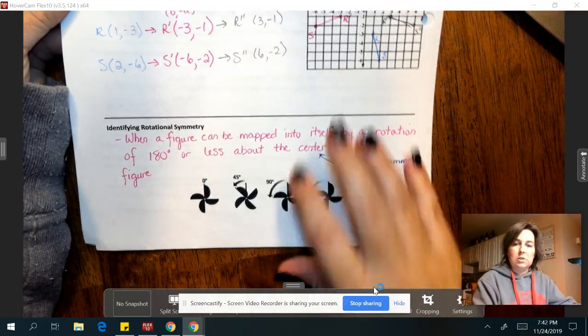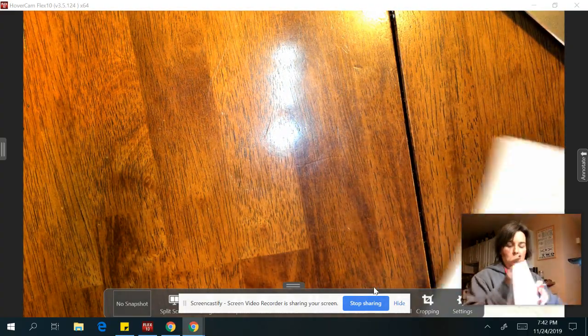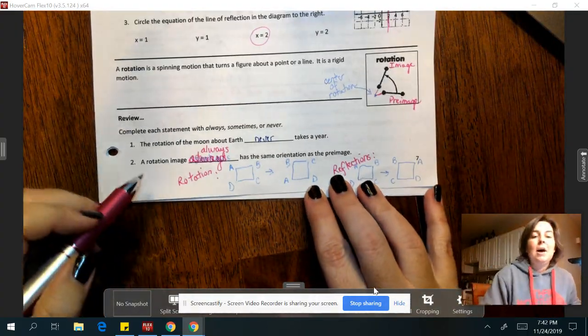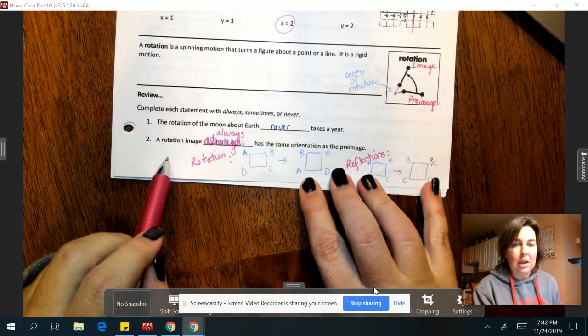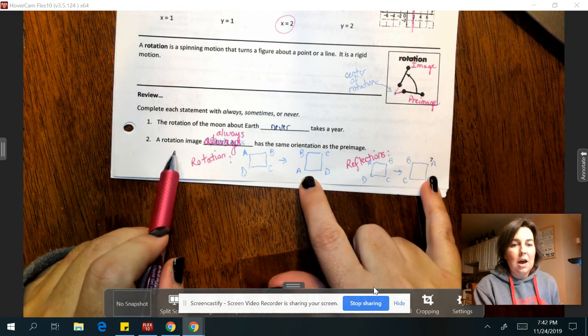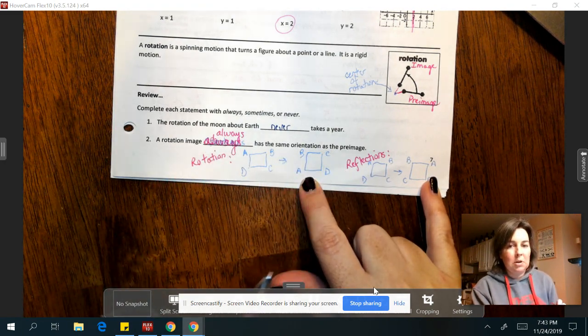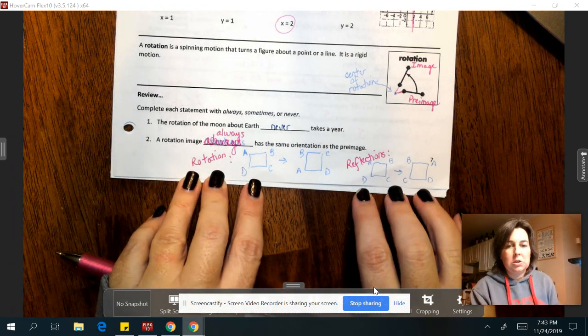Okay, we're going to do the notes starting at 10, but I need you to move back to page 7. I told you something incorrectly, and this is going to be important by the end of this lesson. So for number 2, I had told you this was sometimes that a rotation image actually always has the same orientation as the pre-image. I'm going to show you the difference between a rotation and a reflection.